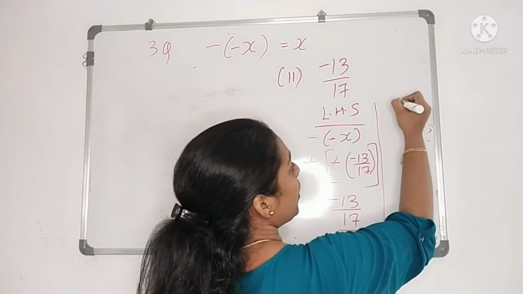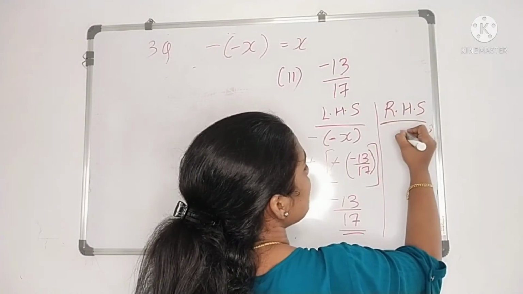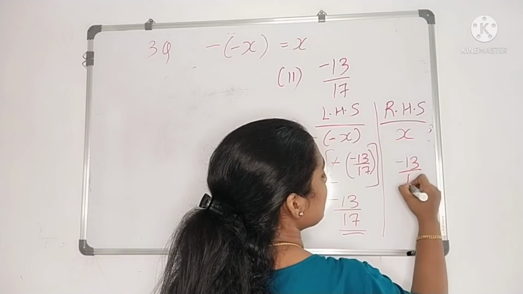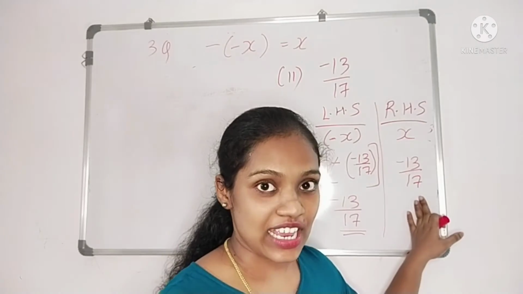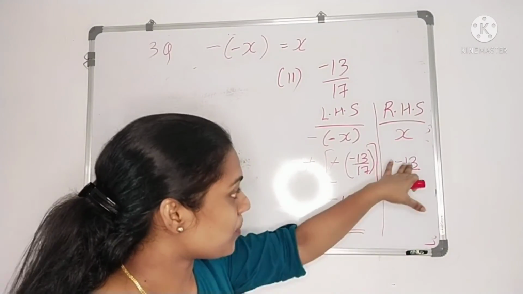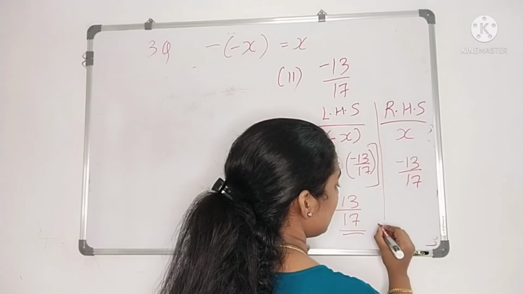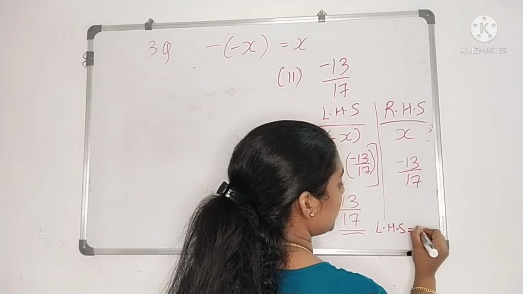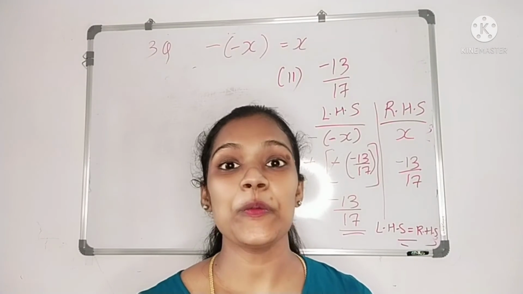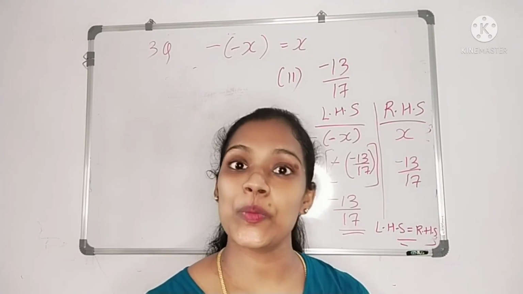Now let's move on to RHS. What is our RHS? RHS means x, right? So what is our x? Minus 13 by 70. So this is our RHS part, right? So you can say that finally both sides are equal. So finally you can say that LHS is equal to RHS. So our equation has been proved. That means this is equal to this. So the question has been proved, right?